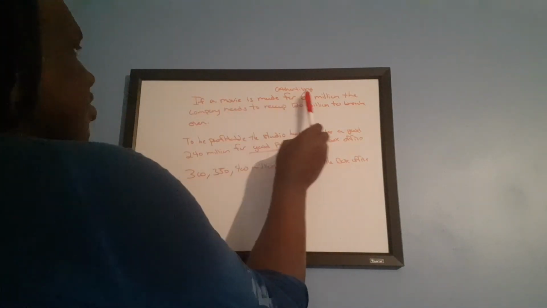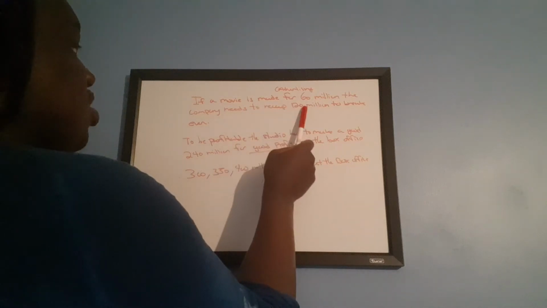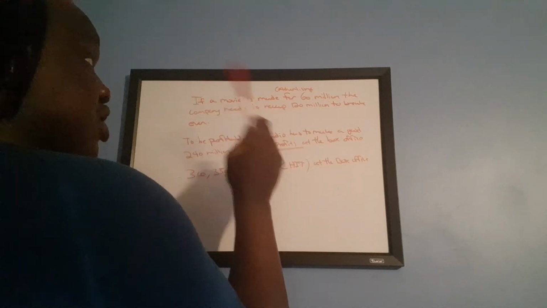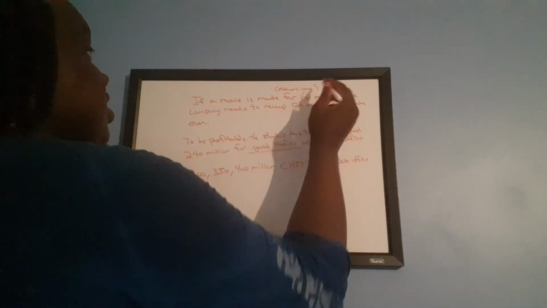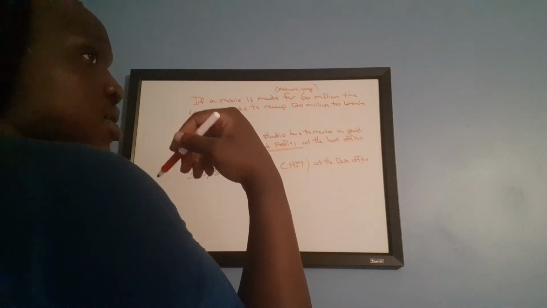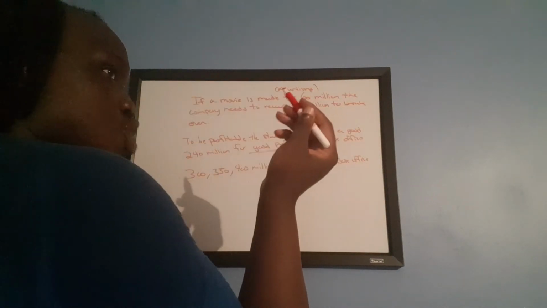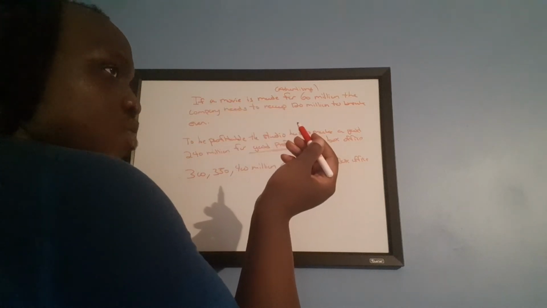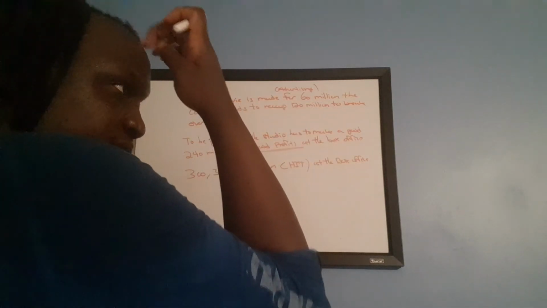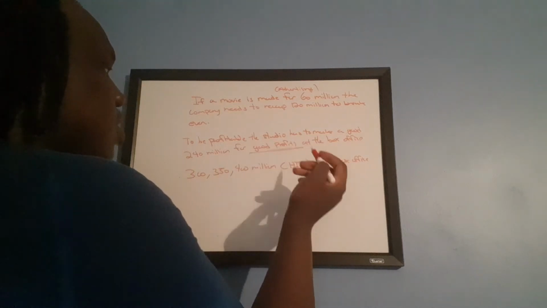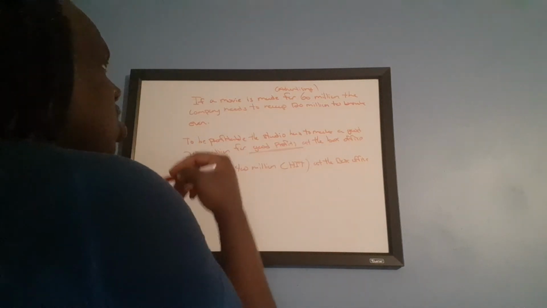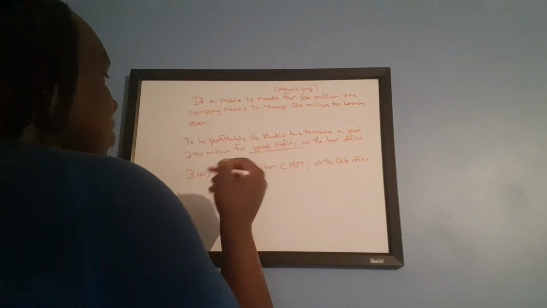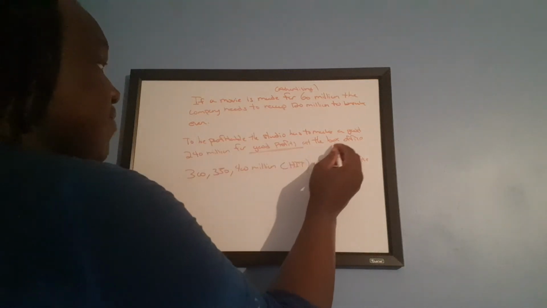So if a movie is made for 60 million, the company needs to recoup 120 million to break even. You also have additional advertising costs. Don't forget that. Let's say they spend 30 million advertising. It's now 90 million, and they have to recoup 180 million just to break even. Hence, anything over 180 is pretty much profit. A good example of good profits would be like 200 million, 220 million, 230, 240 million. That's an example of good profits at the box office, obviously.